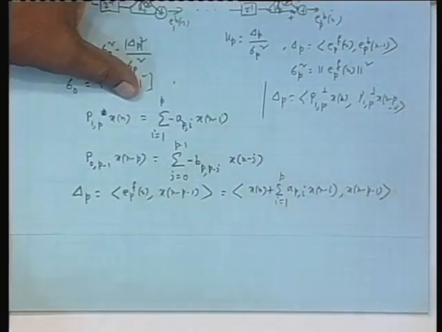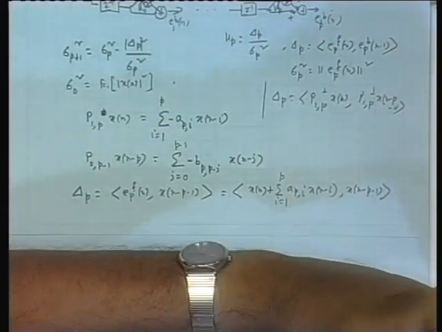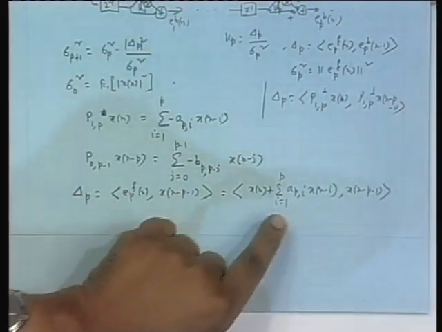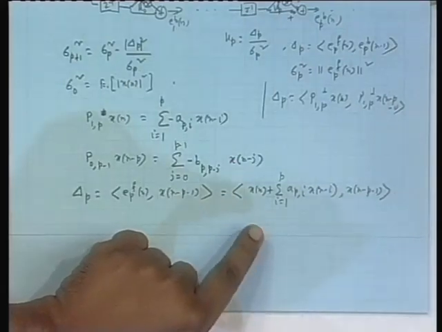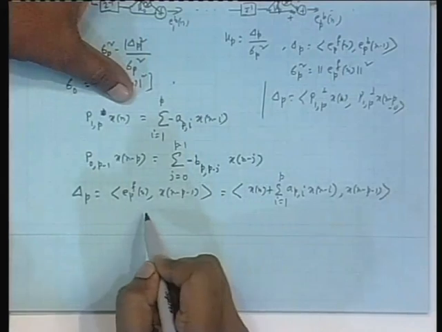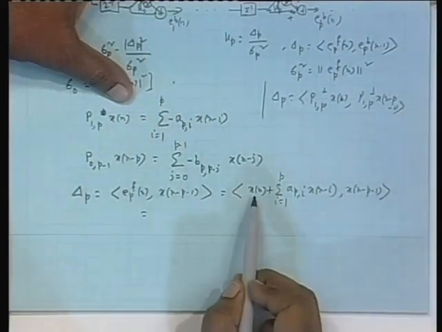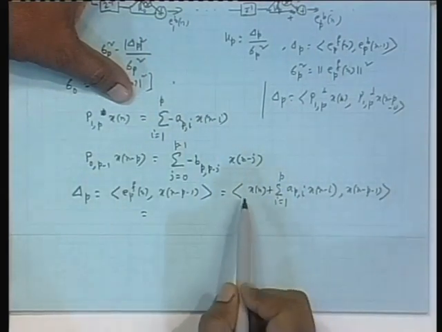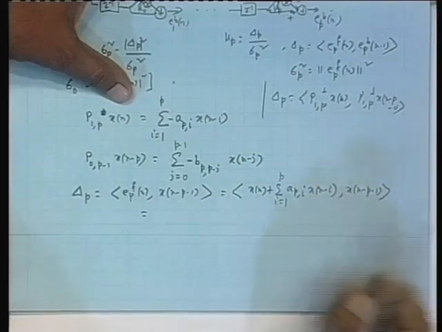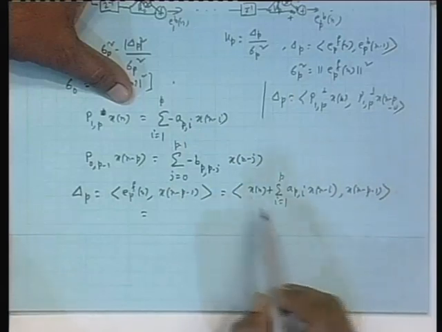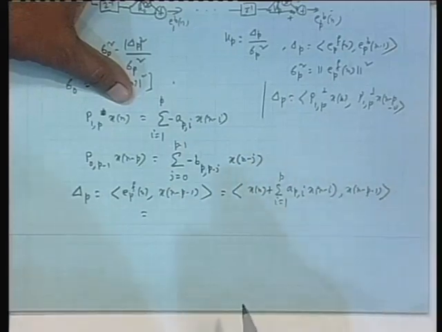Take the correlation, and what will you get in the first term? x n into x n minus p plus 1. That means what? In terms of correlation, what is it? This is the inner product. Inner product means what? E of x n into x star n minus p plus 1. There is a difference in the inner product. There is correlation. What is the lag? p plus 1.